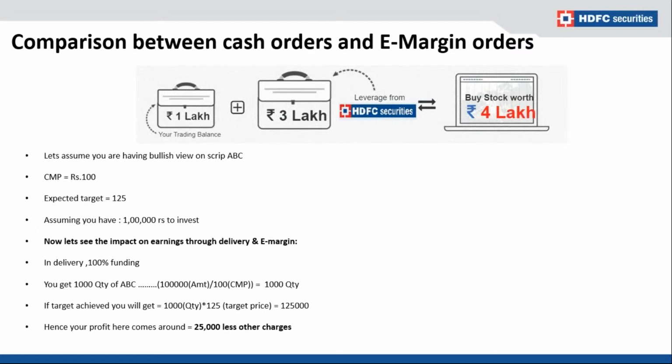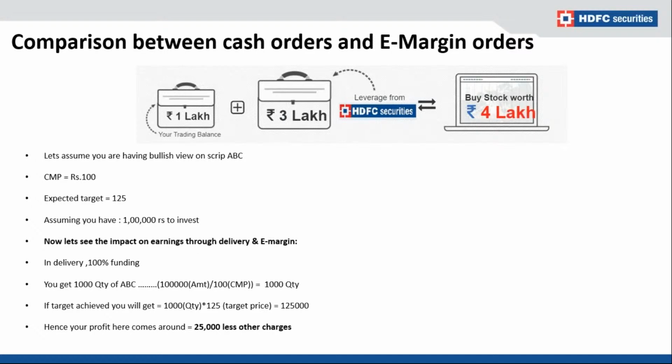So when you purchase that, how much quantity are you purchasing? You are purchasing 1000 quantity. Why? Because 1 lakh divided by 100 is 1000 quantity. When your target is achieved, how much profit have you gained? You have gained a profit of 25,000 rupees for doing the trade in cash.